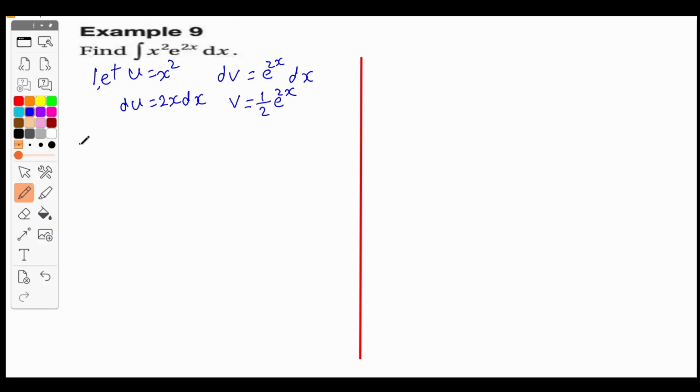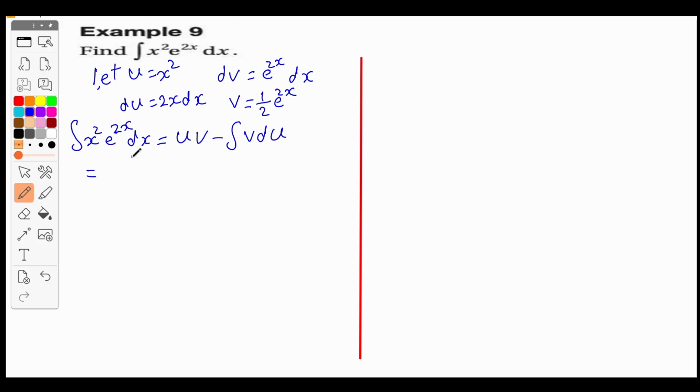Okay, now we need the formula, the integral of u dv, which is this one, the integral of x squared e to the 2x dx equals uv minus the integral of v du. Every time we use this formula. Okay, now let's plug in uv.